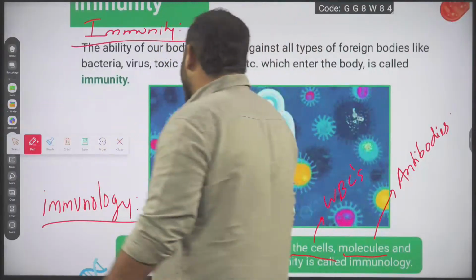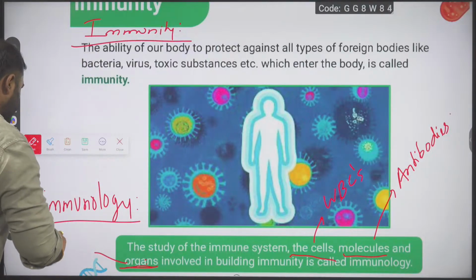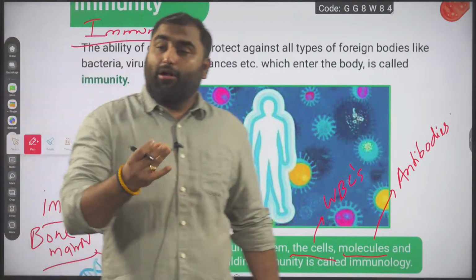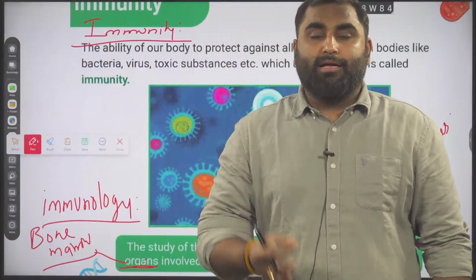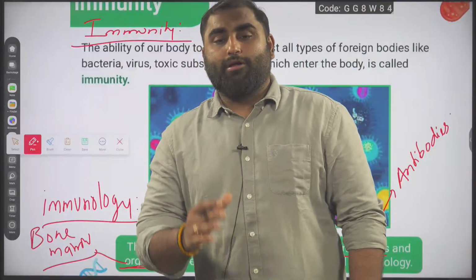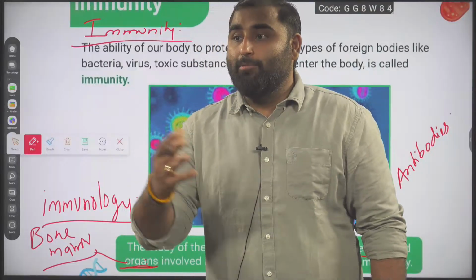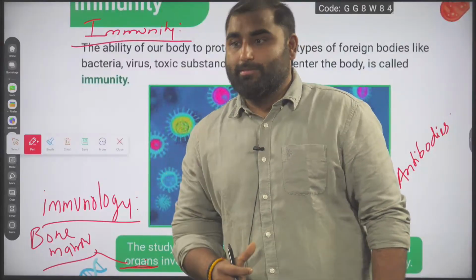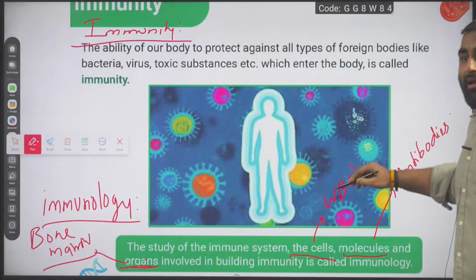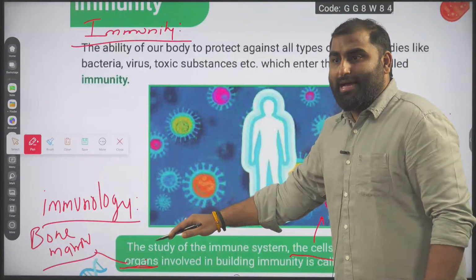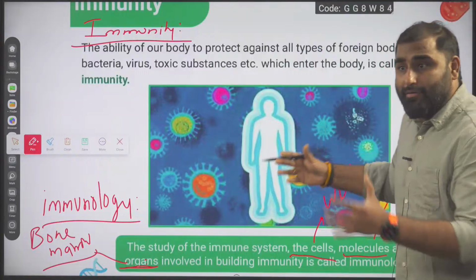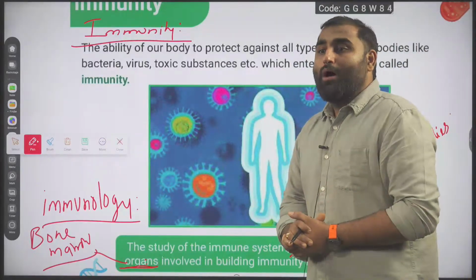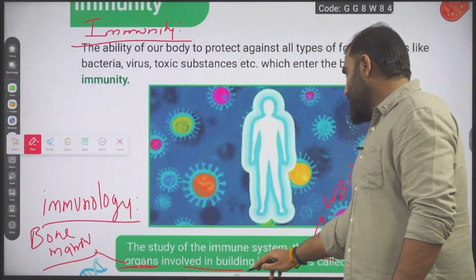Bone marrow. So a very, very important organ. Bone marrow is one of the important organs for your immunity. Your RBC, your WBC, your platelets, all are formed in bone marrow. It is basically helping to make the WBCs. A very important organ related to the immune system. So there are cells, there are chemical molecules, and there are organs. I have given some examples: cells like WBC, molecules like antibodies, and organs like bone marrow are involved in building your immunity.